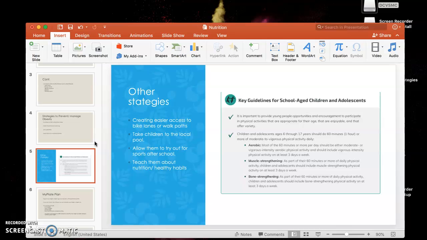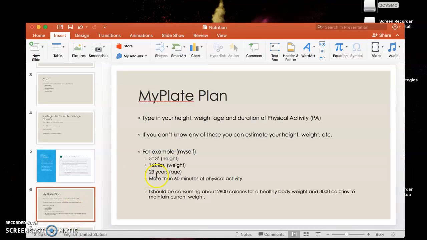At least in the guidelines for school-age children and adolescents, it says that for ages 6 through 17 years old, there should be an hour of moderate to vigorous exercise. There are different ways you can do that. You can do it aerobically, with muscle strengthening, or bone strengthening. These are ways you can be more active, with different types of activities or daily exercises throughout the day, throughout the week. And then moving on to the MyPlate plan.